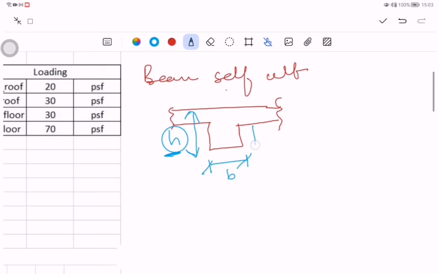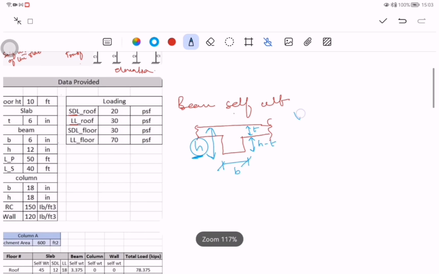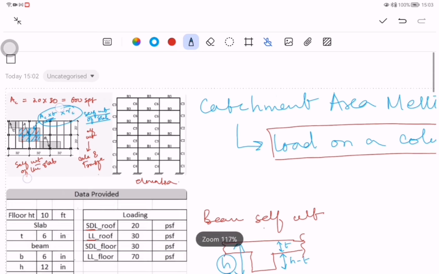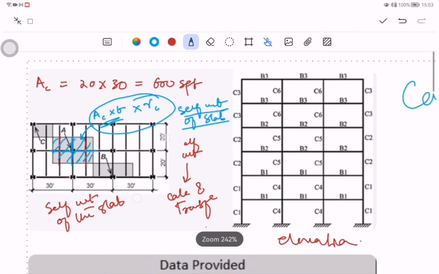So the cross section that you will consider will be H minus T. Let's consider this is T, right? So while calculating the volume, you should consider H minus T multiplied by B multiplied by length of the beam. So this is your volume, right? So now let's calculate the length. Now you already know the length of the beams, the length of the primary beams.